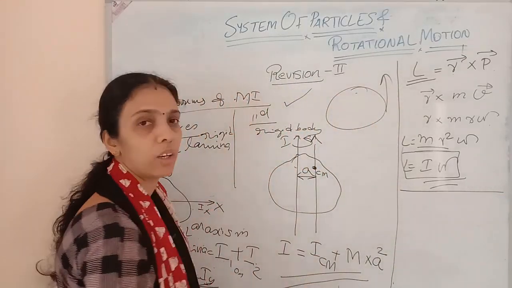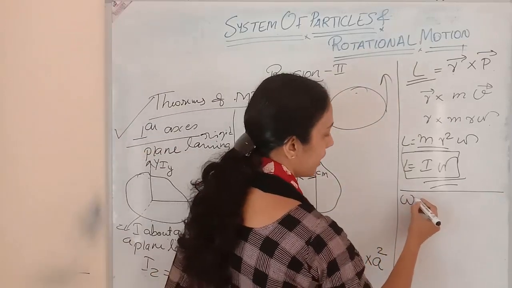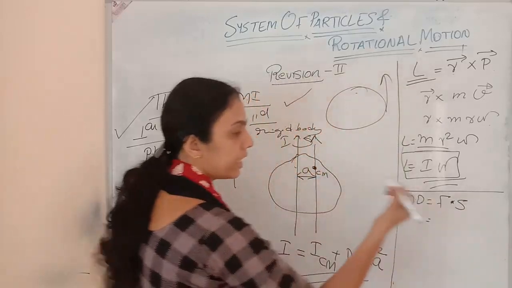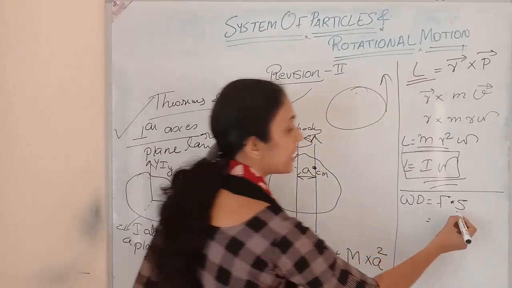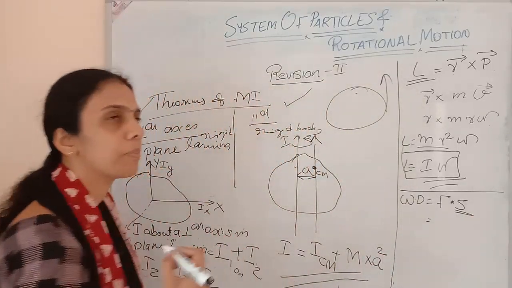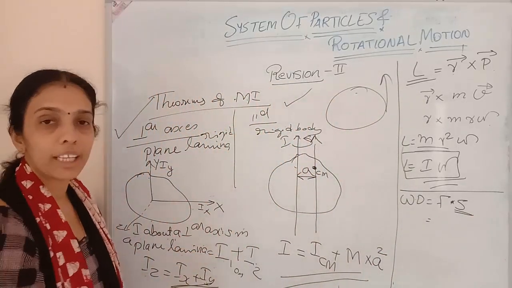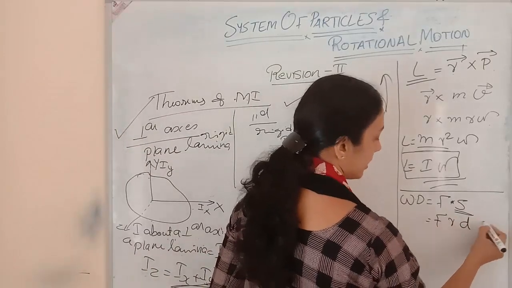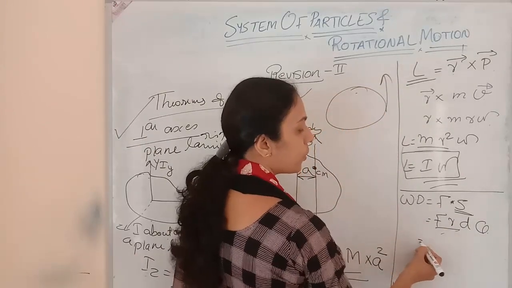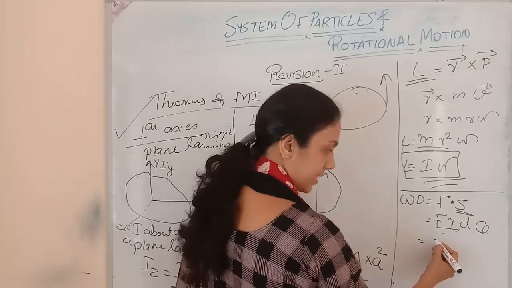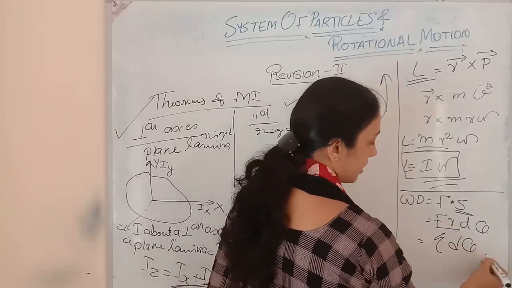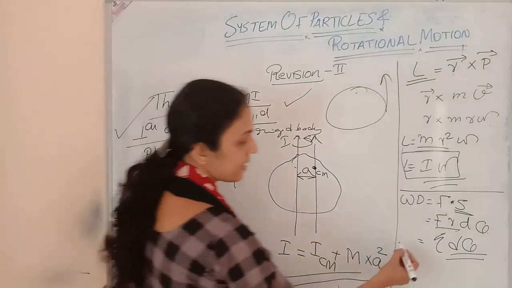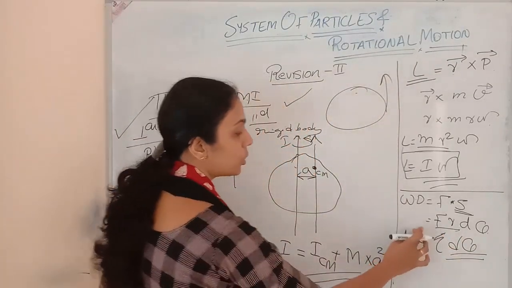Next, how can I find the work done in a rigid body? Work done, I know, is F dot S. In this rotational motion, I can represent the displacement as r d theta. So F into r d theta. If it is perpendicular, I can write it as F into r, which is torque, into d theta. This will be the formula for finding the work done for a small angle d theta. dW equals torque times d theta.